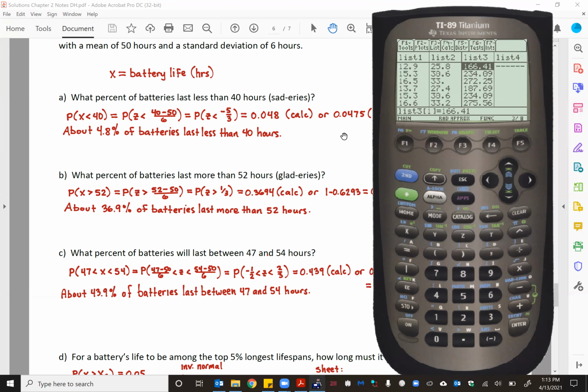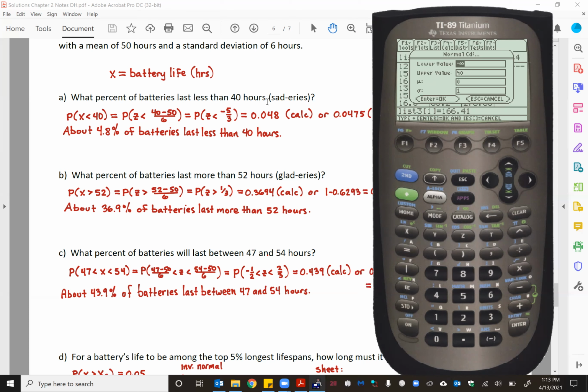I'll show you the second way to input this stuff. F5, back to normal CDF. Instead of using z-scores, you can actually input things in terms of the raw data instead. So originally question A was asking what percent of batteries last less than 40 hours. So in terms of hours, 40 is an upper value.